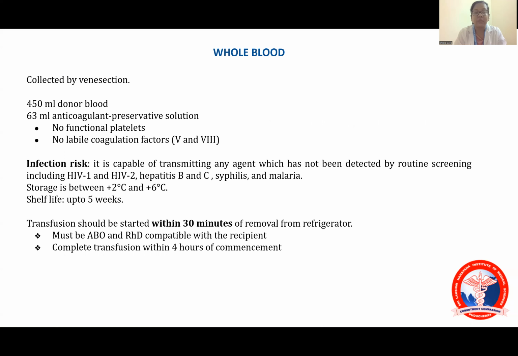Infection risk. It is capable of transmitting any agent which has not been detected by routine screening, including HIV-1, HIV-2, Hep B, Hep C, syphilis, and malaria. Storage temperature for whole blood is strictly between 2 to 6 degrees Celsius. Shelf life is up to 5 weeks. Transfusion of whole blood should be started within 30 minutes of removal from refrigerator, and it must be ABO and Rh antigen compatible with the recipient. Complete transfusion within 4 hours of commencement.